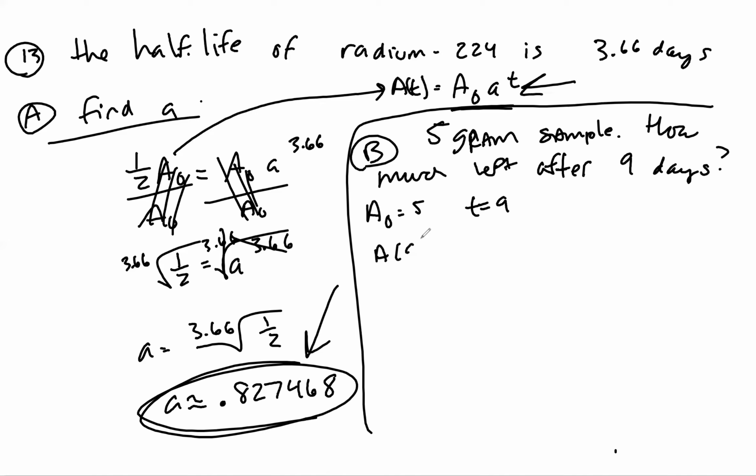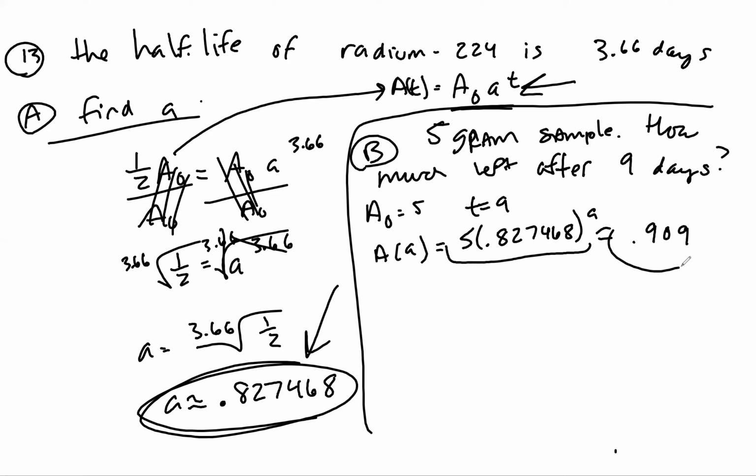So A of 9, because that's how many days have passed, equals 5 times my rate of A, 0.827468, raised to the 9th. And now I type this all in, and it's going to say in Hawks, round to so many decimal points in this, or decimal places. In this particular problem, it says 3. And so I type all of this in, and that's going to give me 0.909. And that's my answer. Simple as that.